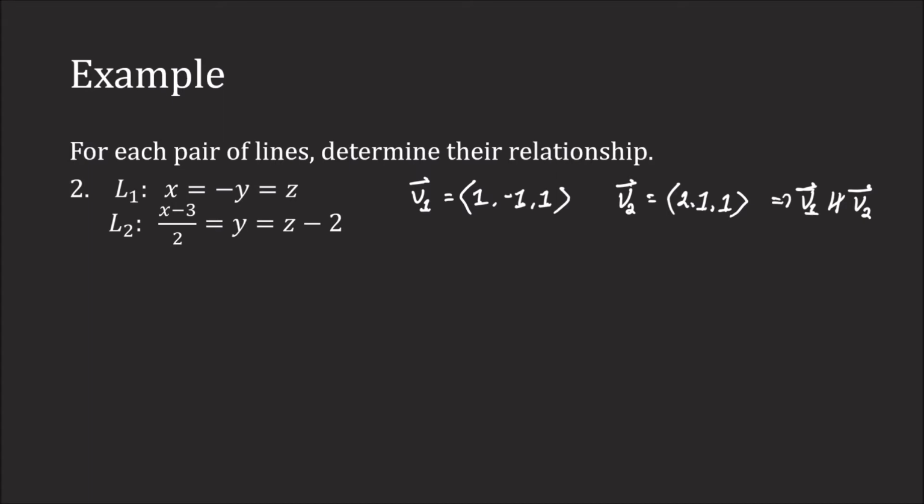So what we need to do now is we need to determine if they have a common point. To do this, we need to put them into parametric equations. So the first line has a point (0, 0, 0). The second line has the point (3, 0, 2).